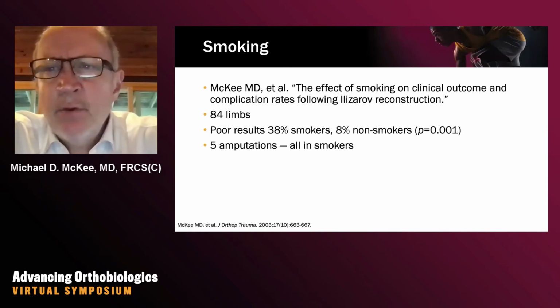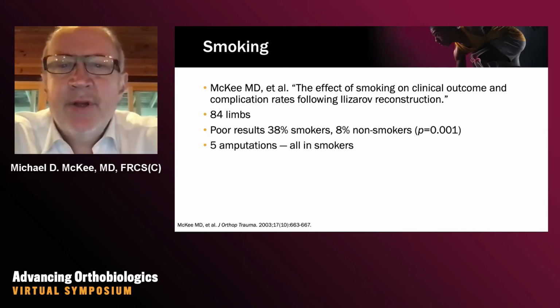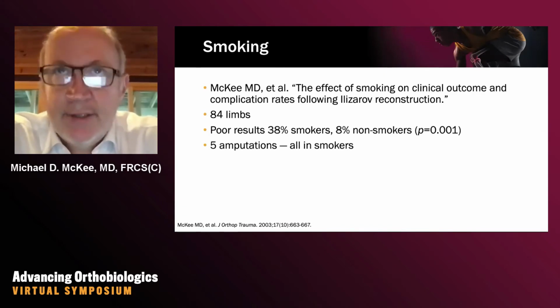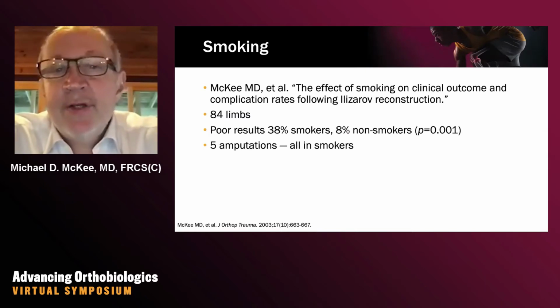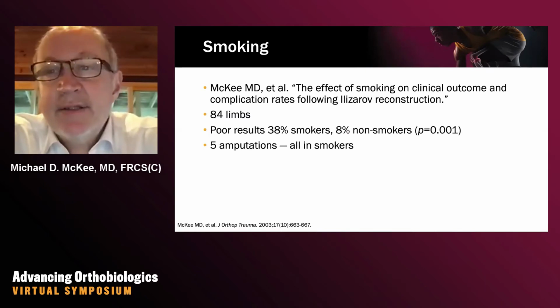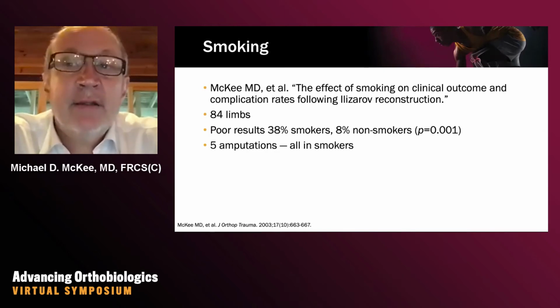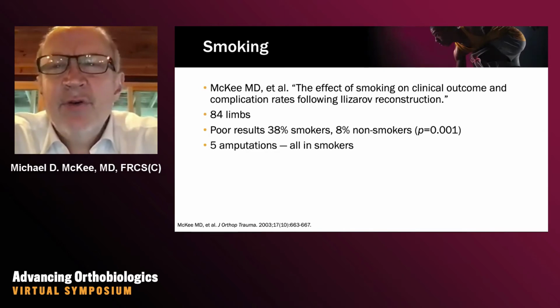And we had 84 patients with an Ilizarov frame on their lower extremity. And we found that the poor results, and there's a number of criteria that you can use to define that, happened to 38% of people who smoked, only 8% of people were non-smokers. And this was a highly statistically significant and clinically relevant difference. So a huge failure rate in smokers compared to non-smokers.